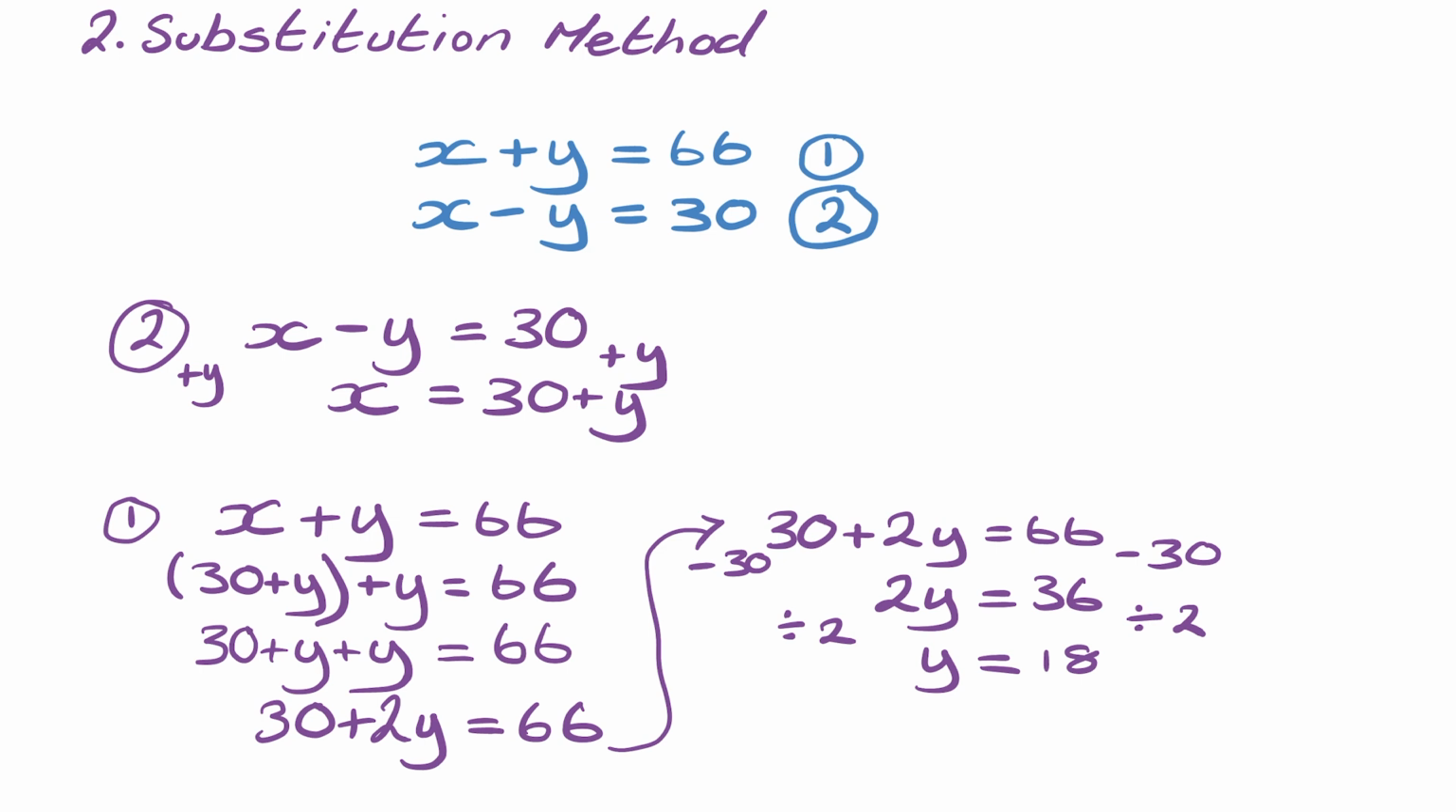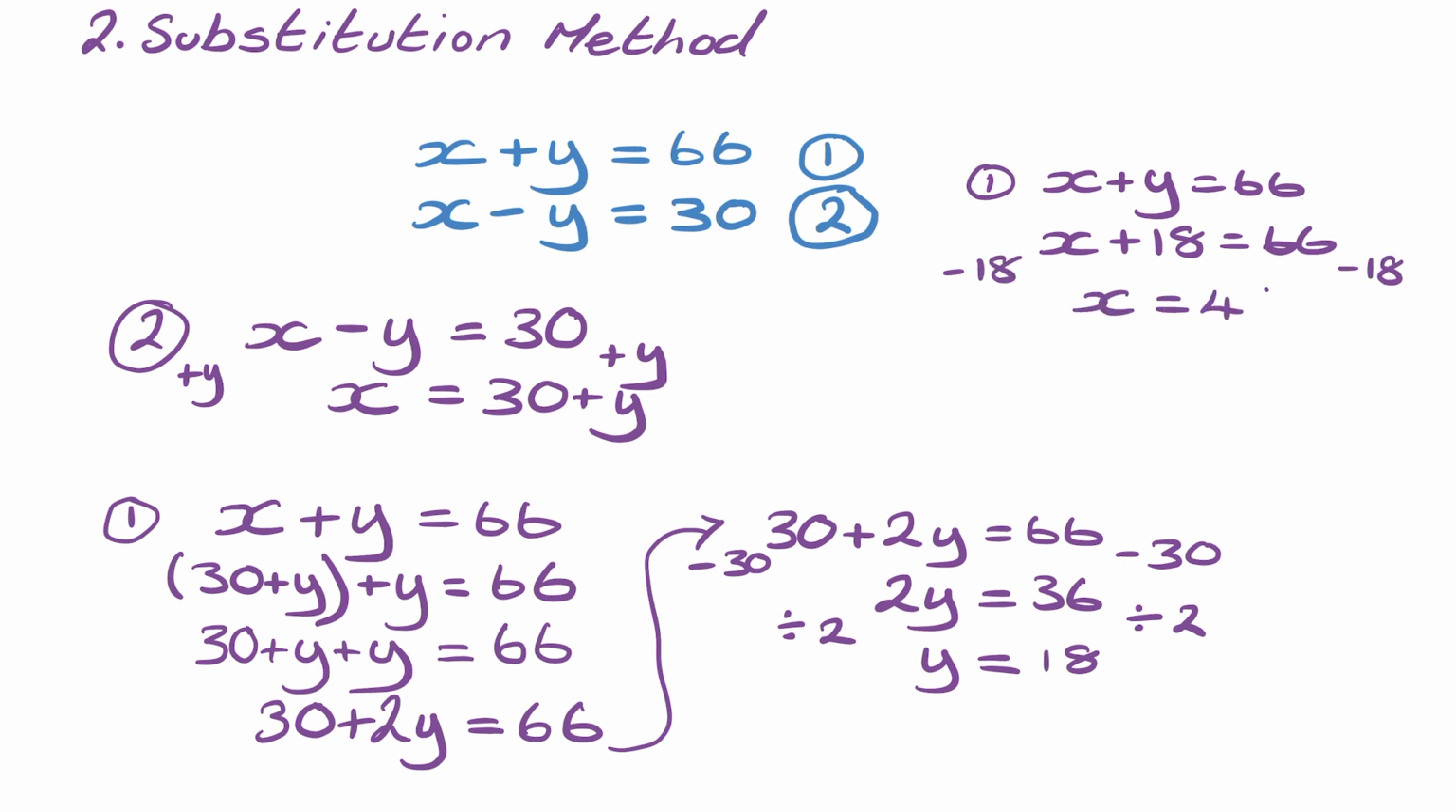And then you would do exactly the same step as you did with the elimination method, and you're just going to put 18 into wherever there's a y value. So we'll choose equation 1, and that was x plus y equals 66, and we had x plus 18, as y is 18, equals 66. Subtract 18, and we have x equals 48. Again, write your solution out as x equals 48 and y equals 18.